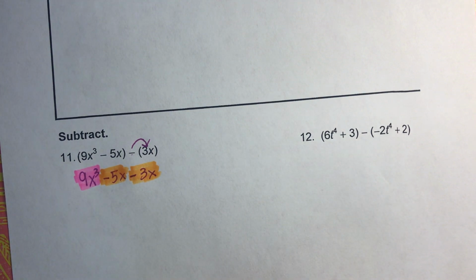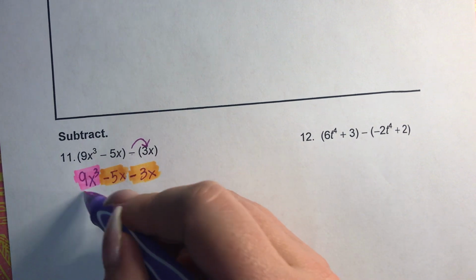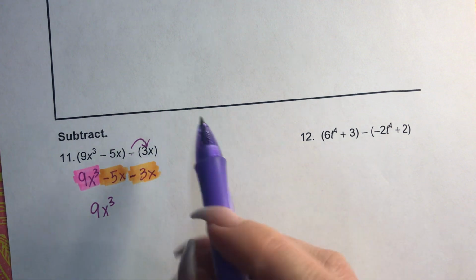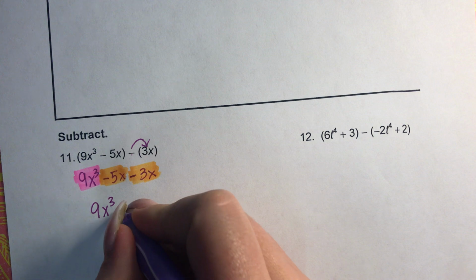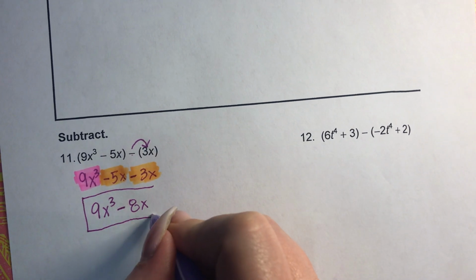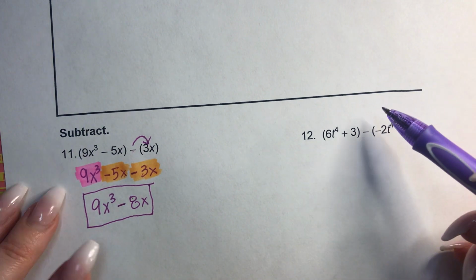So now that we've identified the like terms, it's time to combine them. Starting with the highest degree, this is the only x cubed, so we just rewrite it, 9x cubed. And then these are the same, so we're going to go negative 5 minus 3, which would be negative 8x. And that's the answer. Perfect. Okay, if you got that one right, great job.